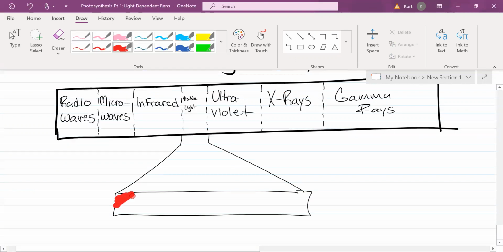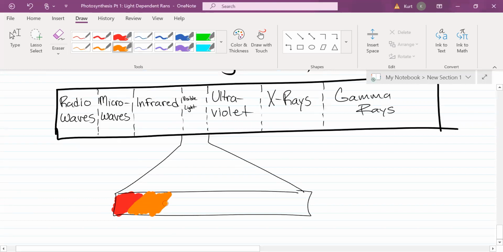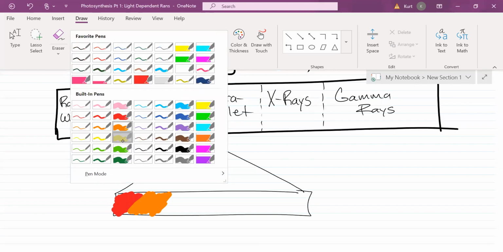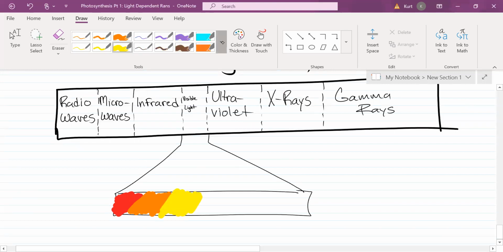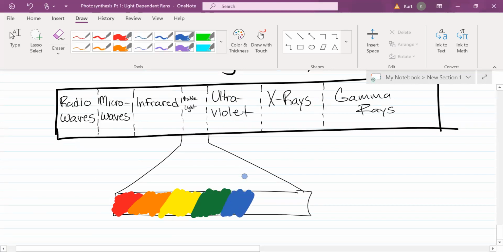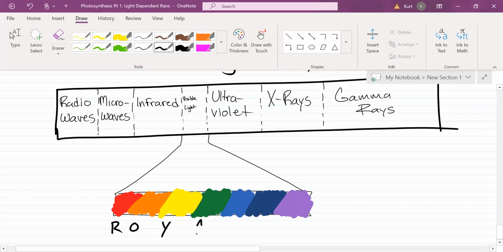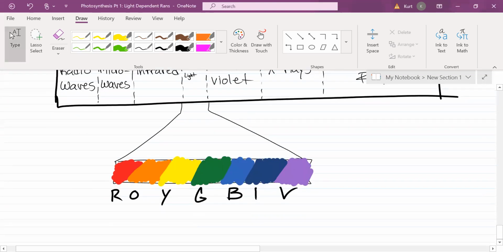The weakest color is red. A little bit stronger than red, orange. A little bit stronger than orange, yellow. A little bit stronger than yellow, green. A little stronger than green, blue. A little bit stronger than blue, indigo. And a little bit stronger than indigo, violet. If you don't have all these colors, here's what you can write instead. Roy G. Biv. Red, orange, yellow, green, blue, indigo, violet.